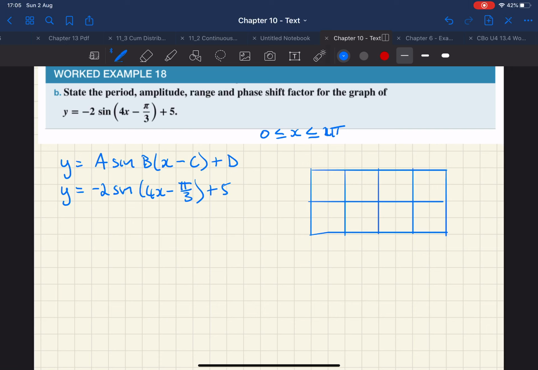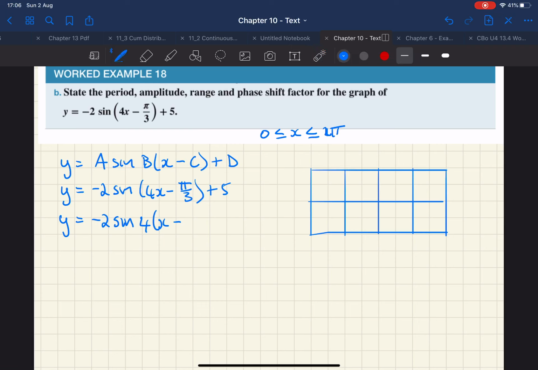My first problem is that this equation doesn't really look like that one, and the big problem lies over here. So I'm going to rewrite this with b outside the bracket, taking out 4 as a common factor. That becomes y = −sin, 4 times (x − something), and 4 times something must give me π/3. To know what that is, you have to divide π/3 by 4, because I'm multiplying by 4, so I have to do the opposite inside the bracket.